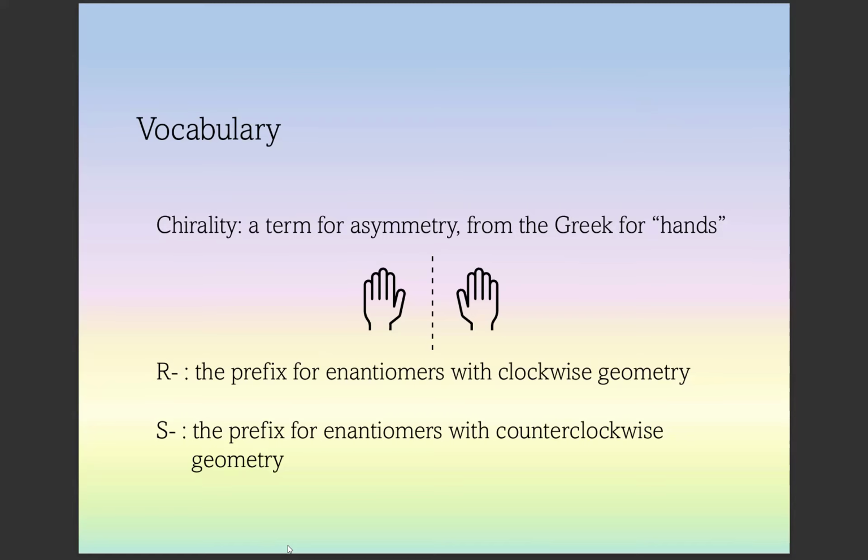They are mirrored. R and S are prefixes that distinguish enantiomers from each other. R molecules have clockwise geometry, and S molecules have counterclockwise geometry.